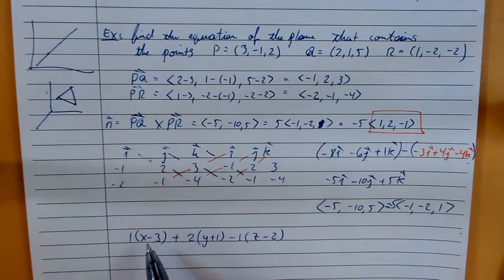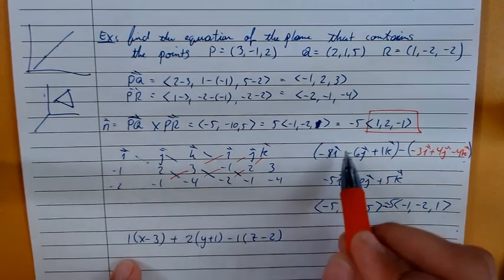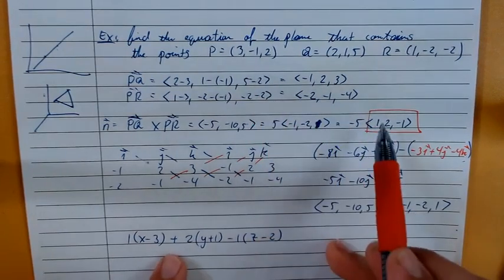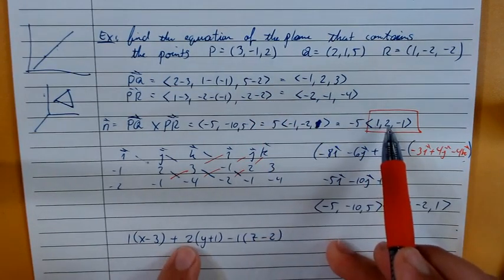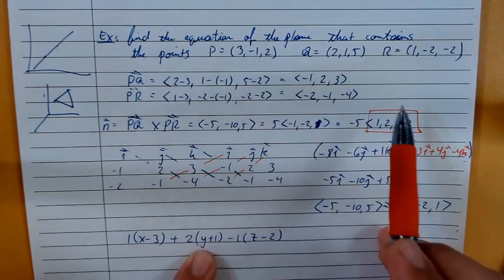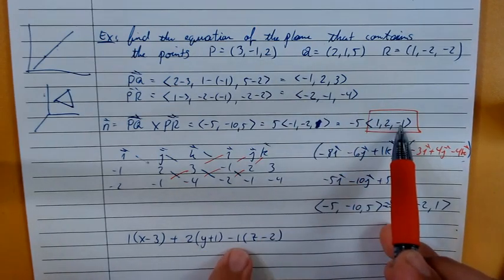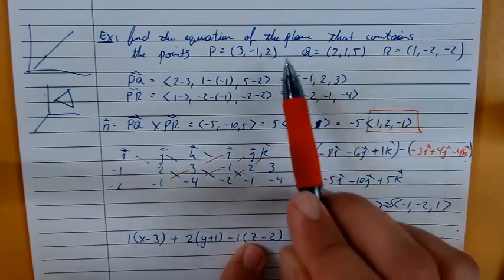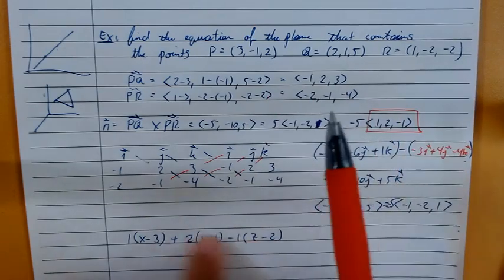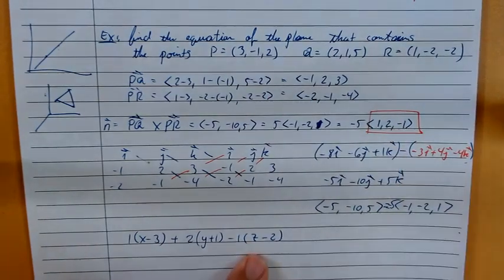So here we get, that's a times x minus x1 plus b times y minus y1 plus c times z minus z1. And if you use this or this, that would be fine as well. And that all has to equal to 0.